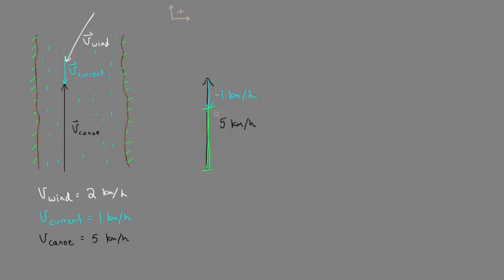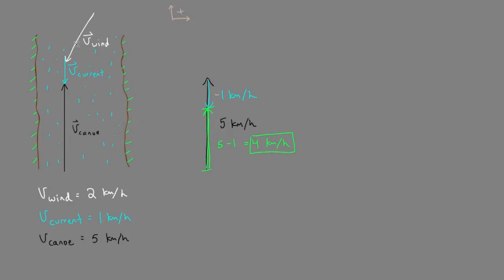The resultant just in the vertical direction is 5 minus 1 equals 4 kilometers per hour. We'll use 4 kilometers per hour for this forward velocity. Next, we have the velocity of the wind against the canoe at an angle of 30 degrees east from the path of the canoe. So how do we draw that?